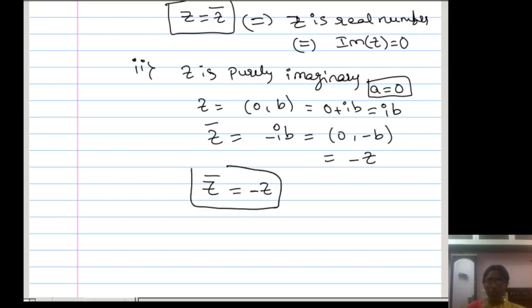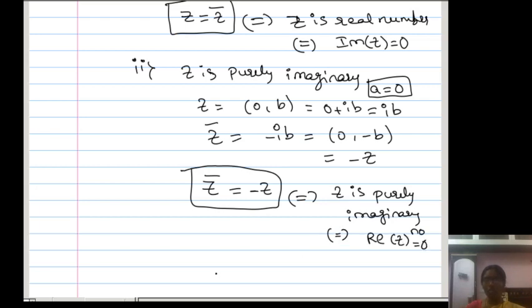When you are getting Z bar equal to minus Z, if Z is a purely imaginary number. Yes. So purely imaginary means what? Real part of that Z is equal to 0. If the real part of Z is equal to 0, it means purely imaginary. In that case, the conjugate of that complex number is minus of itself, meaning minus Z. Clear? So this is your third point.